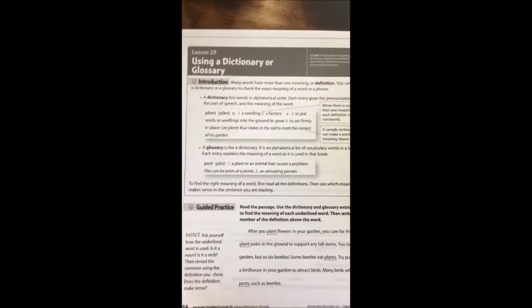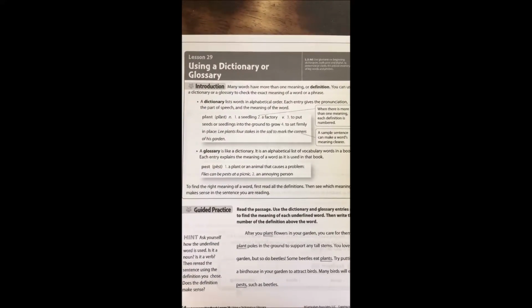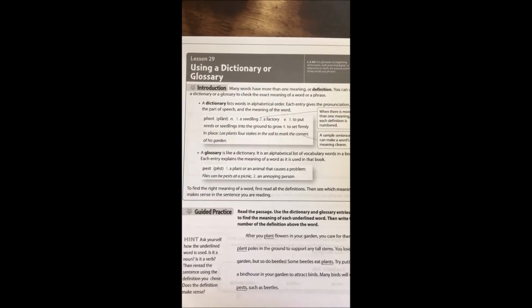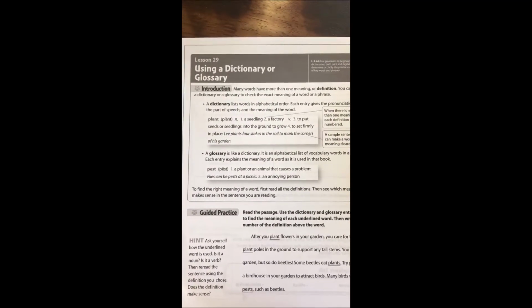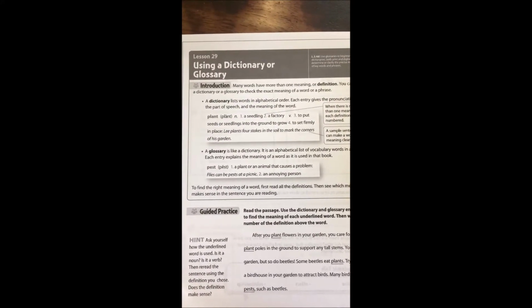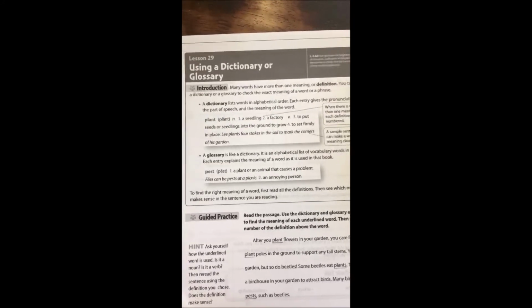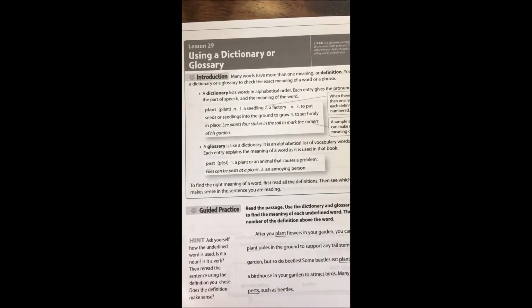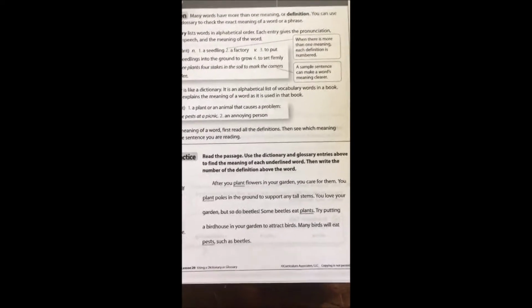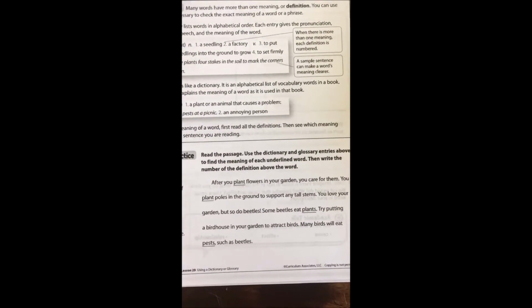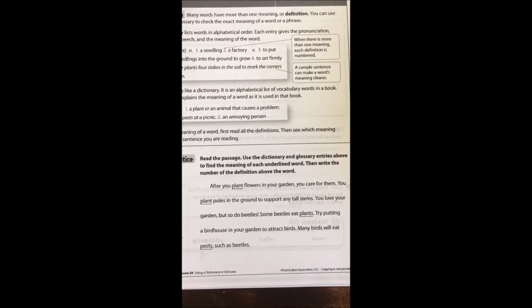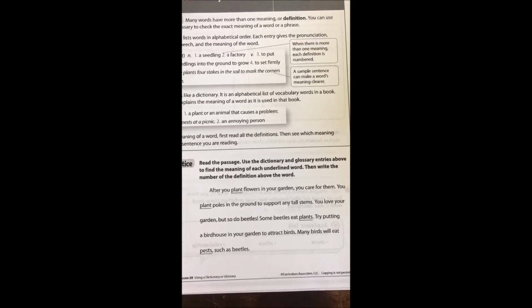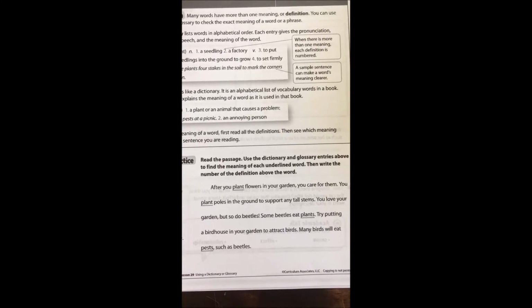So when you're reading, if you want to find the right meaning of a word, you have to read all the definitions. Then you're going to see which meaning makes sense in the sentence that you are reading. So now that we've looked at our dictionary entry for plant and our glossary entry for pest, we're going to do some practice. You're going to read through this passage. You're going to read it together. Then we're going to use the dictionary and the glossary entries above to find the meaning of these underlined words.